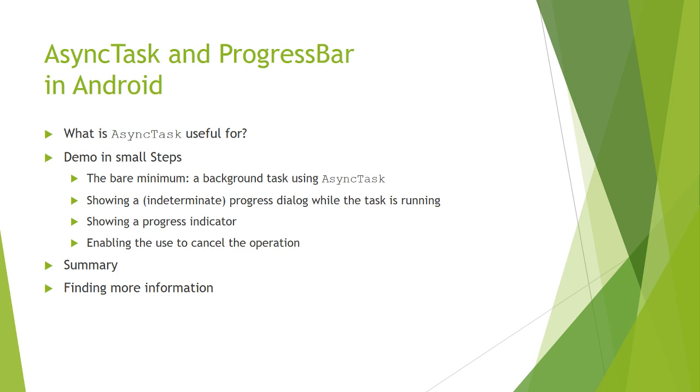I'll do the bare minimum first, so a very simple async task that executes something in the background, and there will be no user interaction at all. In the next step, we'll add a progress dialog so the user sees that something is happening in the background that he needs to wait for. In the third step, we'll show a progress indicator so the user knows how long the task will probably take and how much progress it already had. And in the last step, we'll enable the user to cancel the long-running operation in case he doesn't want to wait. Then back to a few slides about summary and finding more information on all of this.